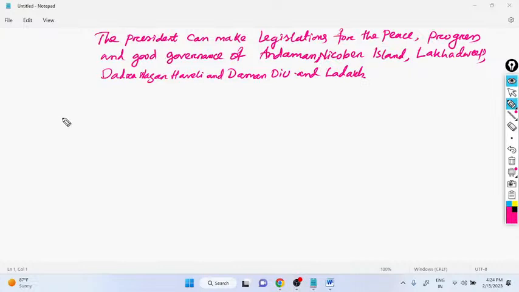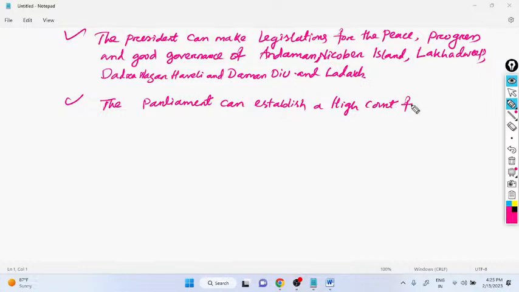Okay, the parliament can establish the high court also. The parliament can establish a high court for union territory or put it under the jurisdiction of an administrator.